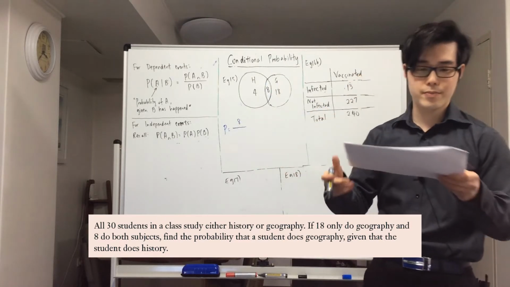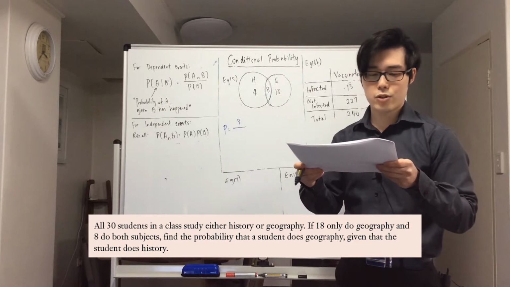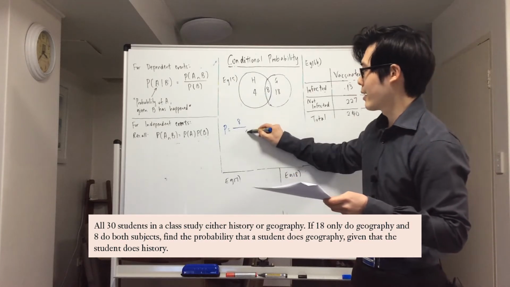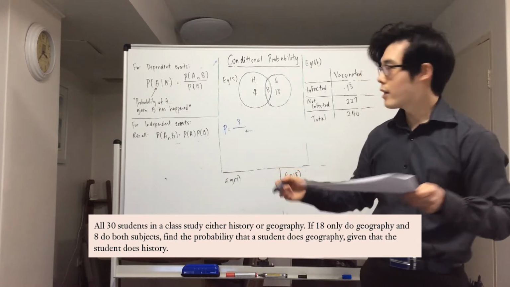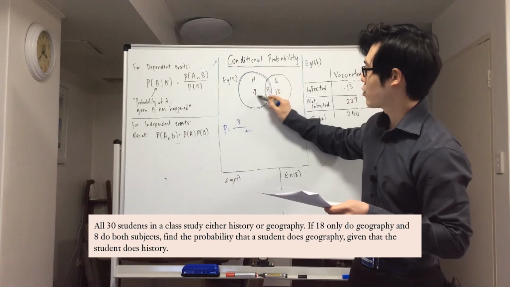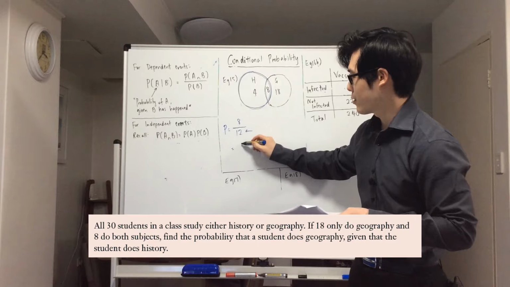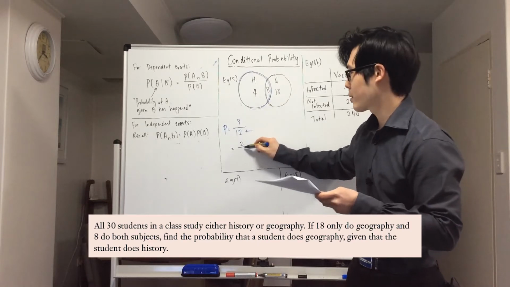Now, what's it out of? It says find the probability that a student does geography given that the student does history. So that's the number at the bottom there, given that the student does history. So how many history students are there altogether? Well, under the history circle, that's 4 plus 8. So that's the number that goes at the bottom, okay? And 8 over 12 is 2 over 3.